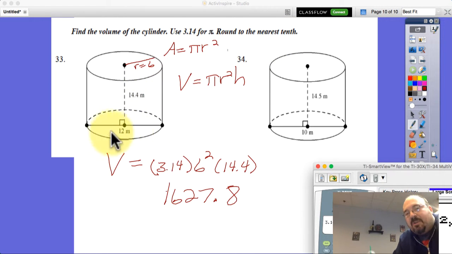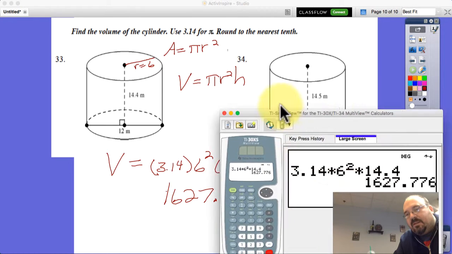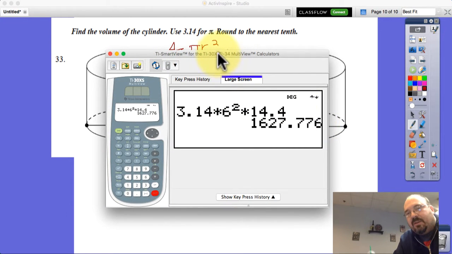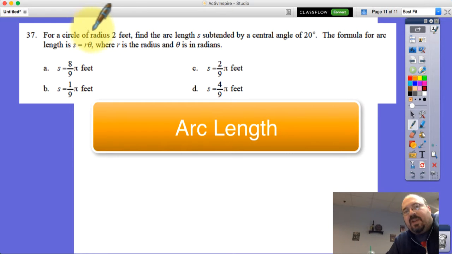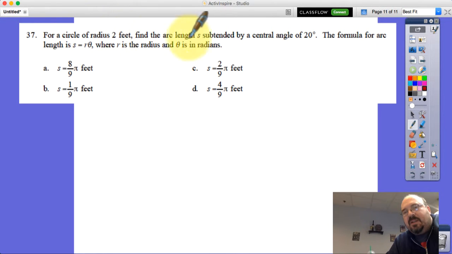So use the diameter to find the radius if they don't just give you the radius, and then use 3.14 for pi, plug in the radius, plug in the height, and then you just saw me put them all in the calculator and get your answer. And this formula will be given to you also. Alright? The end.